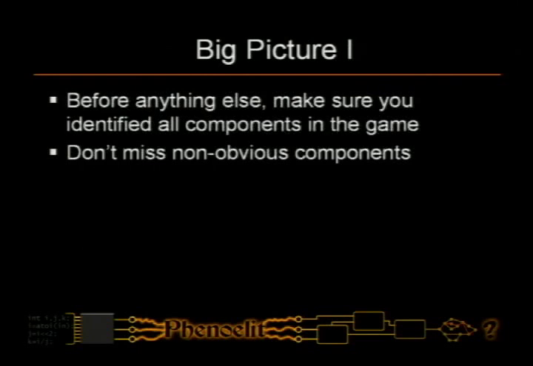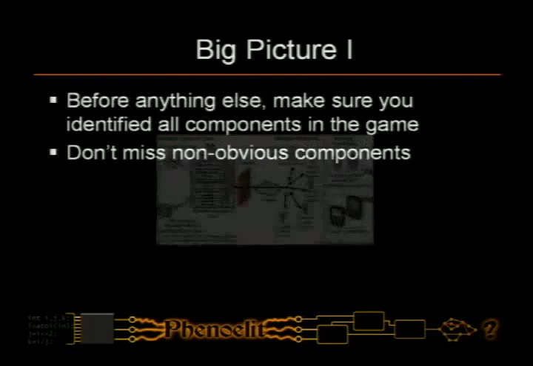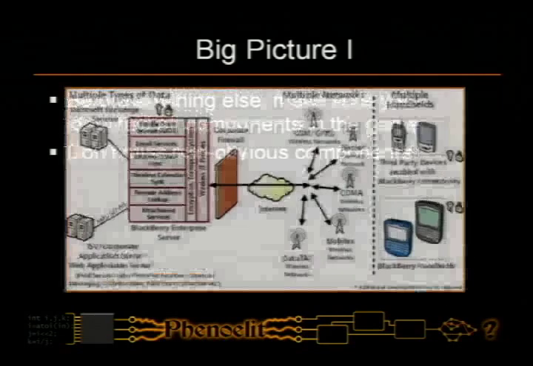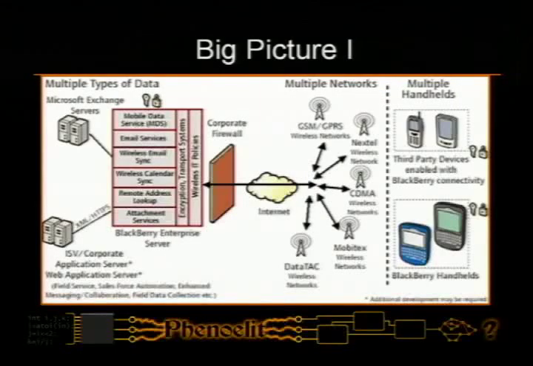So the big picture for RIM is you start with identifying all components in the system. So first you're getting official data, that's the big picture that RIM puts out in documents. So you have handhelds, like the native handhelds, and you have third-party handhelds running RIM stuff. You have several data networks, GSM and other mobile networks. You have the internet, big bad internet.